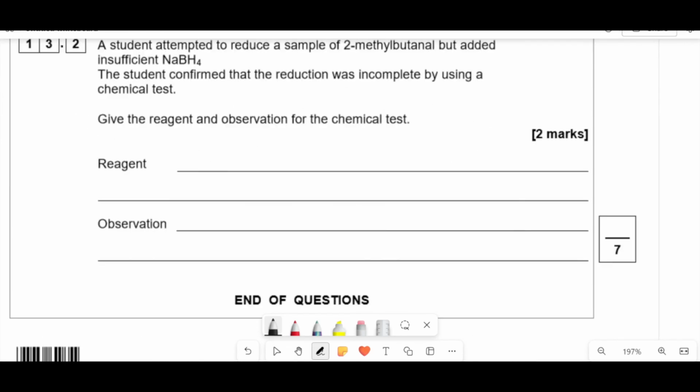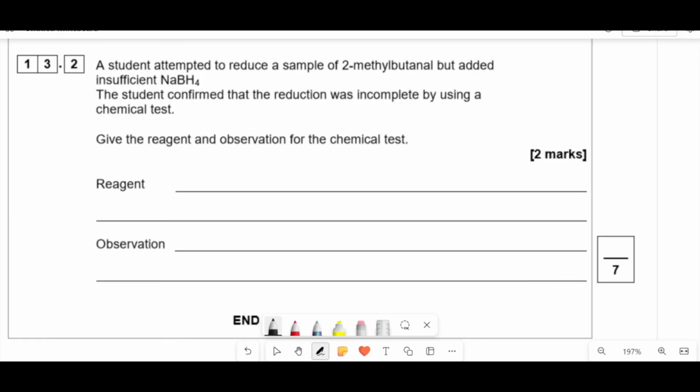There you go, done. A student attempted to reduce a sample of 2-methylbutanal but added insufficient NaBH4. The student confirmed that the reduction was incomplete using a chemical test. What could you do? So we have a carbonyl, right? And they're trying to reduce the carbonyl. When you're reducing this, you're going down to C-OH, right? You're going back from this to this. So in order for this to be incomplete, what it means is that there's still some of this left. If that's the case, then you're going to have a positive test for a carbonyl.